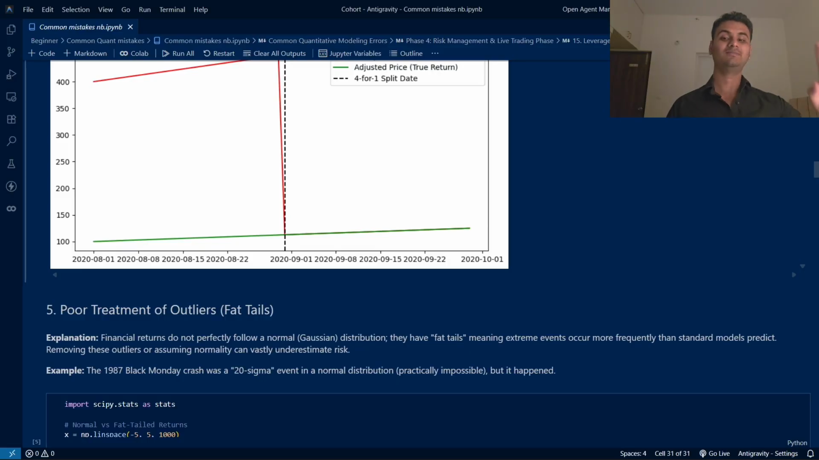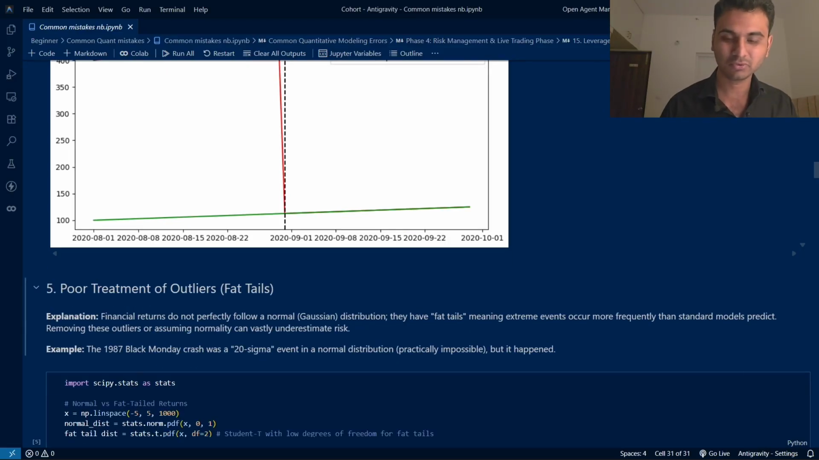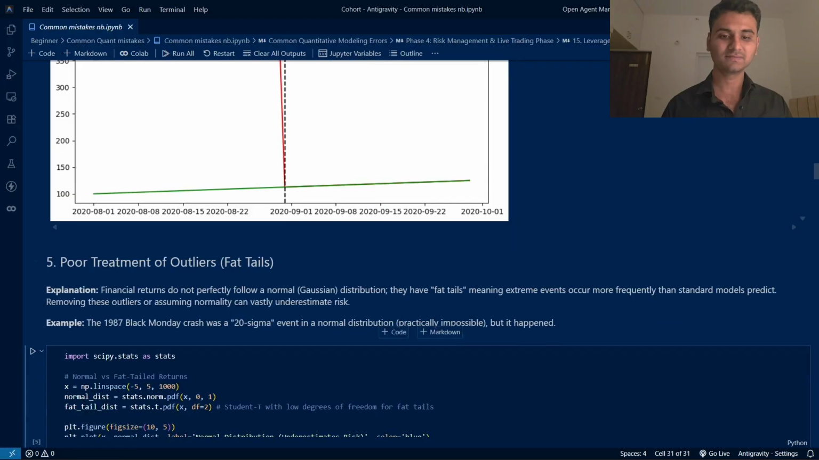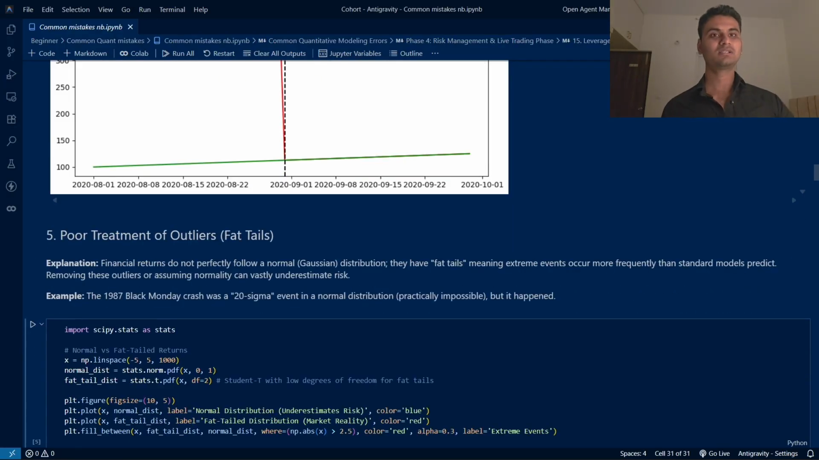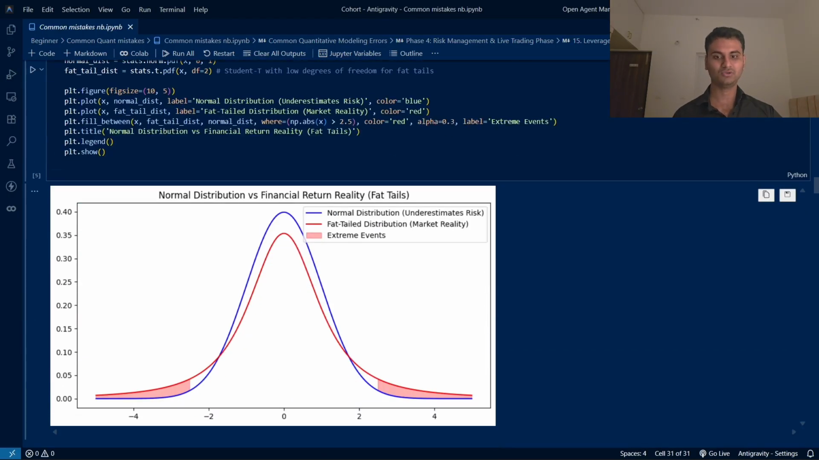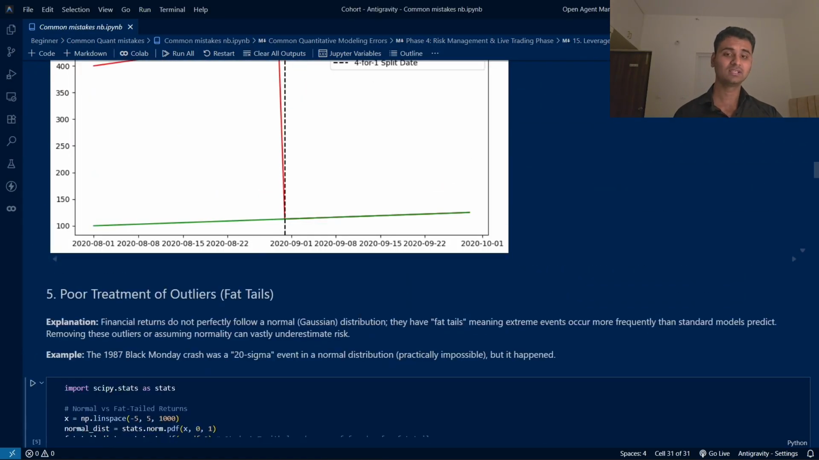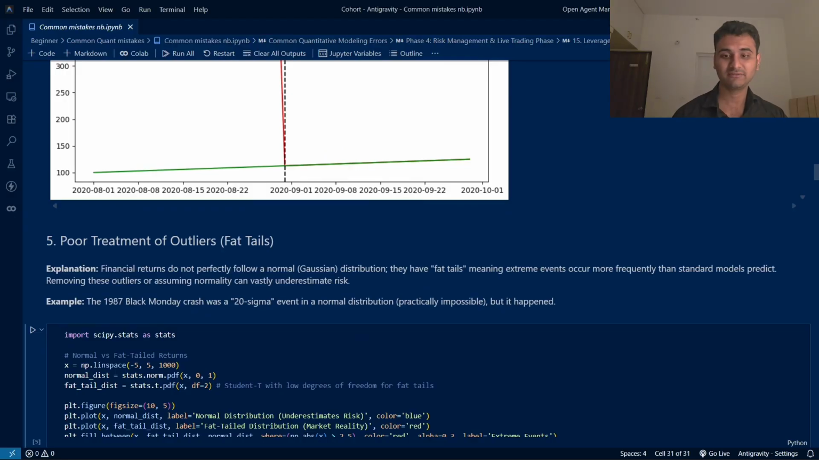So again, now this is a favorite of mine: poor treatment of outlier fat tails. In financial markets, there usually is not a Gaussian distribution. What is a Gaussian distribution? It is something like this, right? I will show you in the diagram as well. So this is a Gaussian distribution. The blue line is a normal distribution, whereas the 1987 Black Monday crash was a 20 sigma event, right? It was practically impossible. I will give you an example as well.